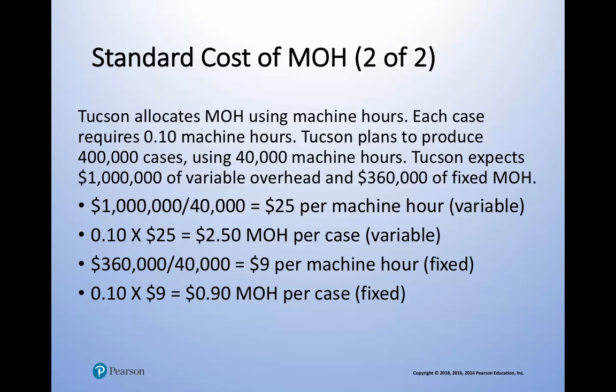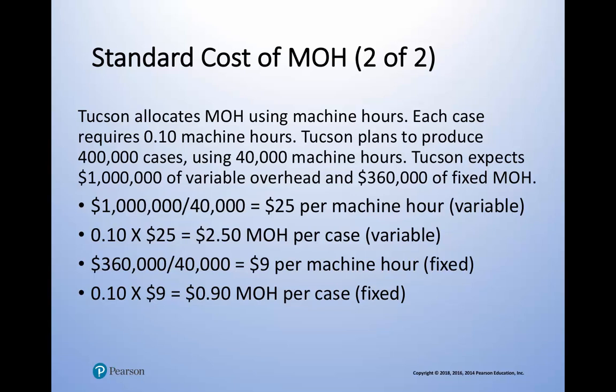So for Tuscan, we allocate manufacturing overhead using machine hours. Each case requires 0.1 machine hour. Tuscan plans to produce 400,000 cases using 440,000 machine hours. Tuscan expects our variable manufacturing overhead to be $1 million and our fixed to be $360,000. So for step one, we calculate our variable manufacturing overhead rate. So $1 million of variable manufacturing overhead divided by 40,000 estimated machine hours gives us that our variable rate is $25 per hour.